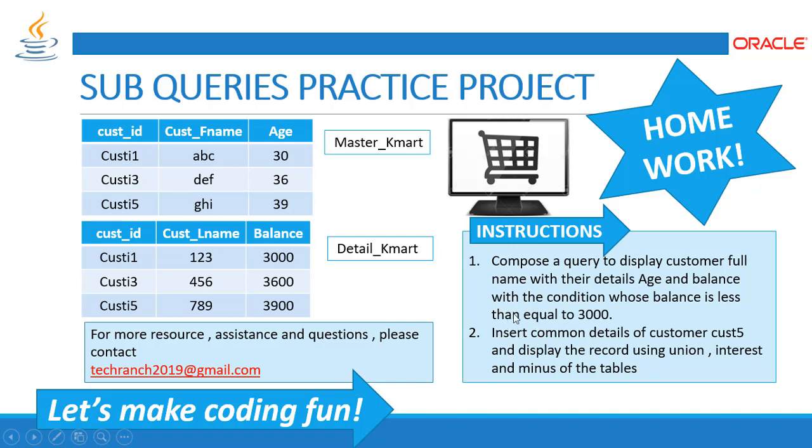And in this composition you can see we have a unique ID mentioned. All you have to do is see what ID is required to return those values for a particular customer, and use the concatenation operator to combine first name and last name into a full name and display it accordingly. Insert common details of customer 5 and display the records using union, intersect and minus of the tables. You can implement and manipulate your table records accordingly to play around with the union, intersect and minus operators.